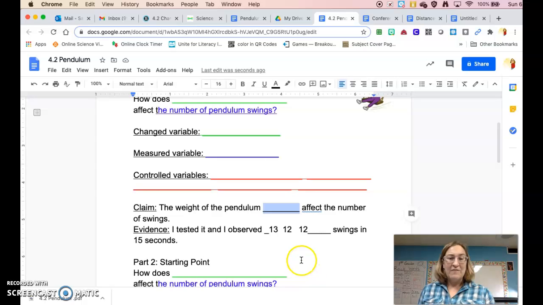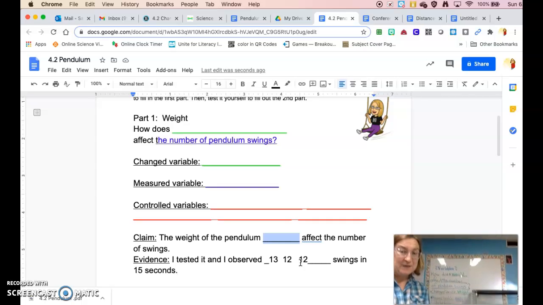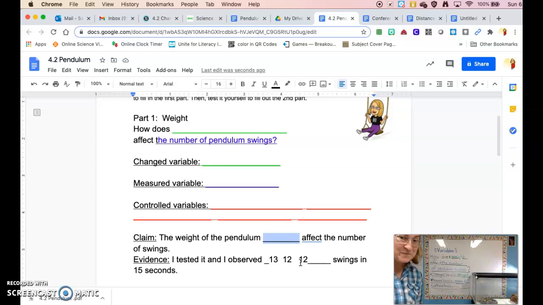Well, now you should have part 1 done on your worksheet. If you do not, you can hit the pause button, finish part 1 of your worksheet, and fill in those answers right now. They're on the board behind Miss Bush. Can you see them there? They're right there for you. And then hit play after you have part 1 of your worksheet filled out.